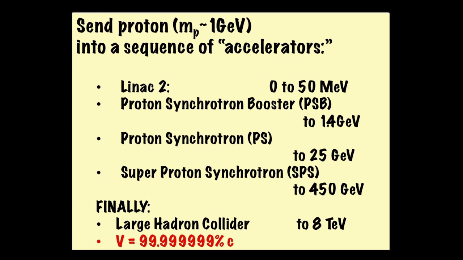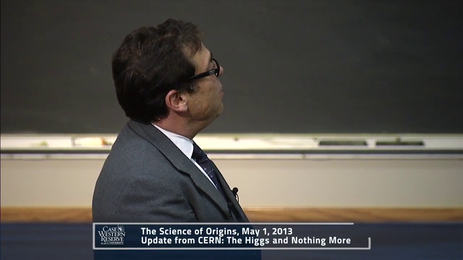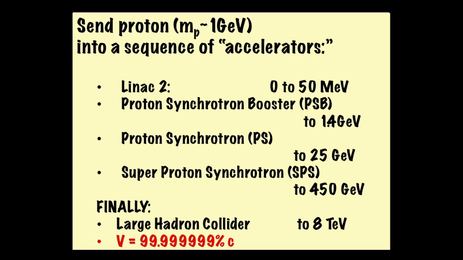And then we stick it into this thing called the superproton synchrotron, which gets it up to 450 times its mass energy. And finally, we put it into the new machine, which has only been running a couple of years and is now shut down for 2 years for upgrade, called the Large Hadron Collider. And that takes it all the way up to having 8 trillion electron volts of energy, or 8,000 times mc squared. And at that point, we're moving at 99.999999% of the speed of light.